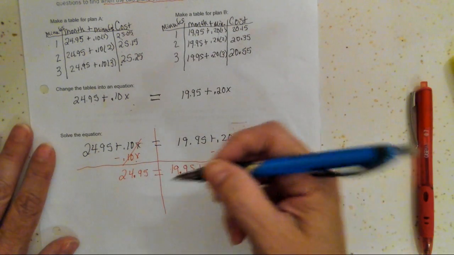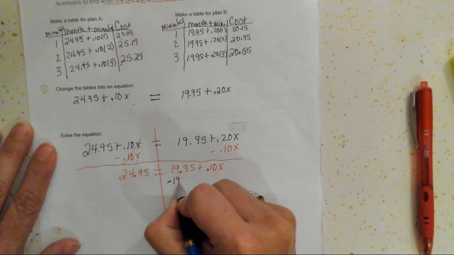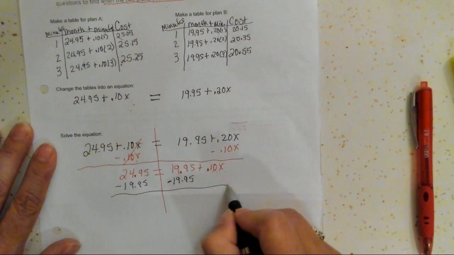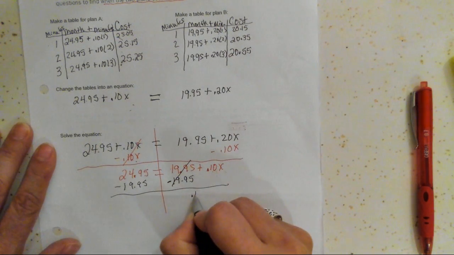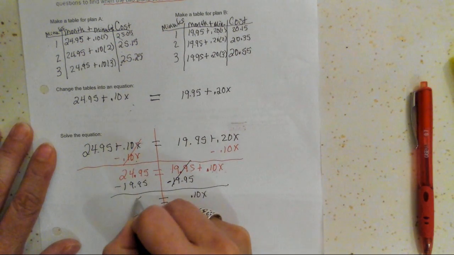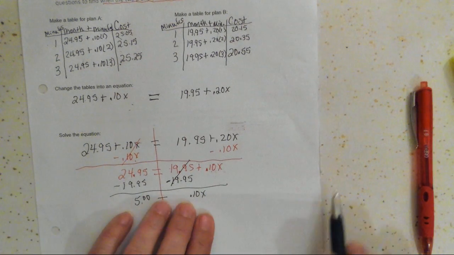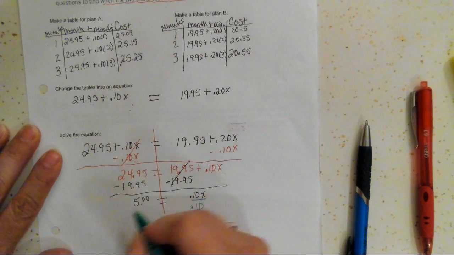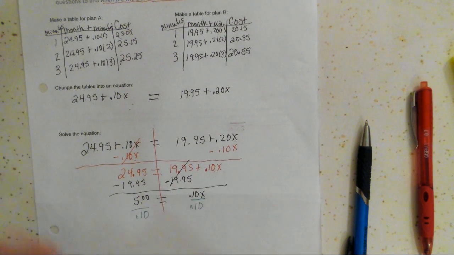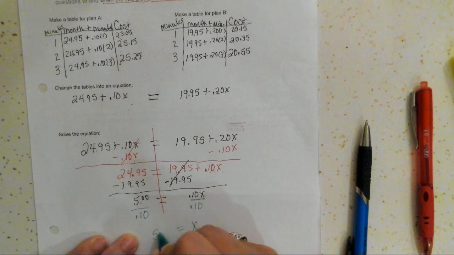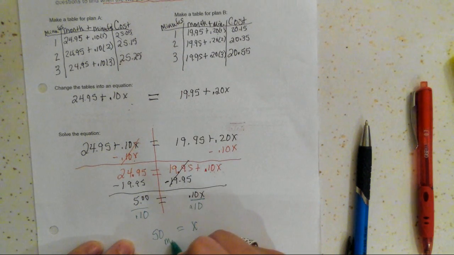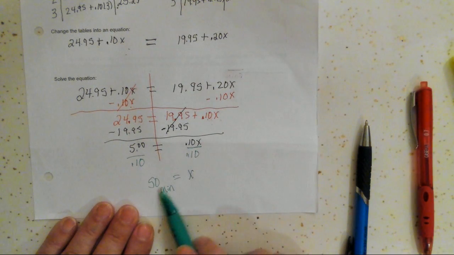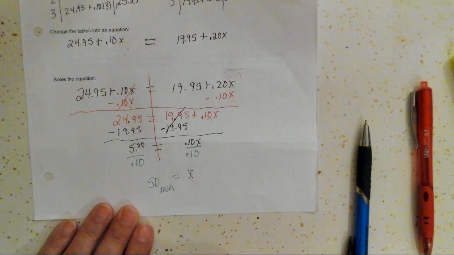Then remember, we clear the constant, which in this case is the $19.95. I need to subtract that from both sides. So there's another disappearing number, which is what we want. And then I've got my coefficient. I'm going to divide to get rid of my coefficient, to get rid of the multiplication that's occurring, and x is equal to 50. 50 minutes. So what that means is at 50 minutes, then, these two plans will cost the same amount.